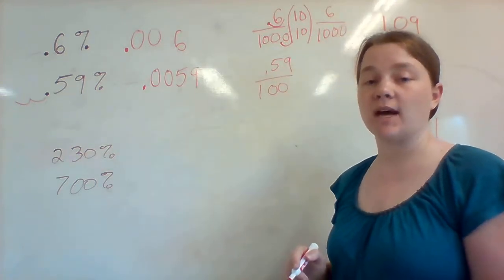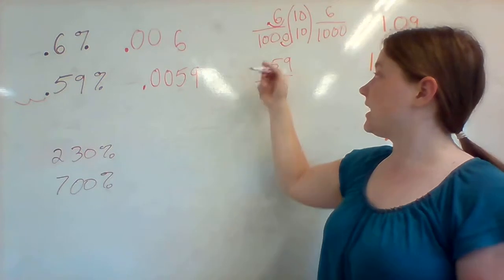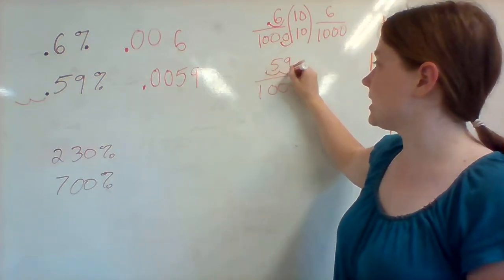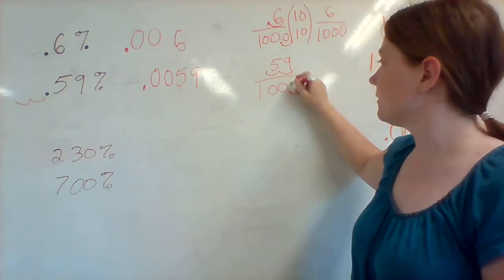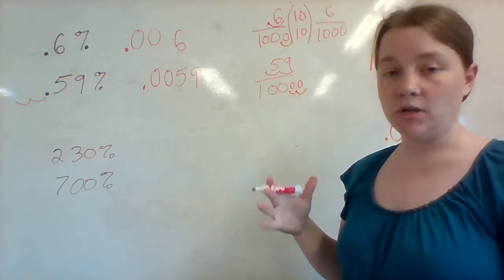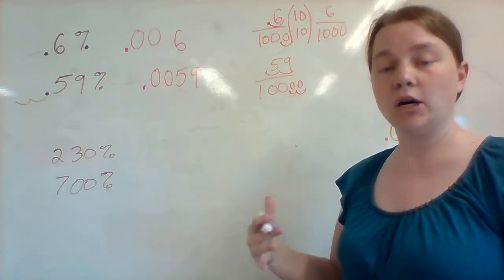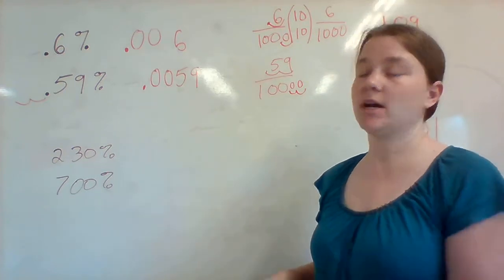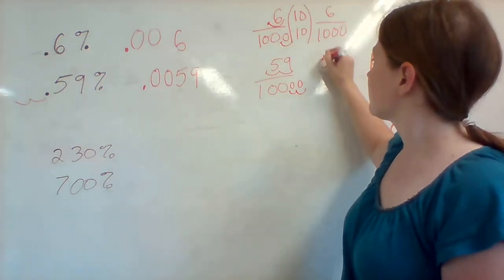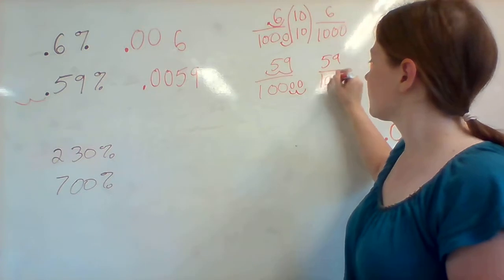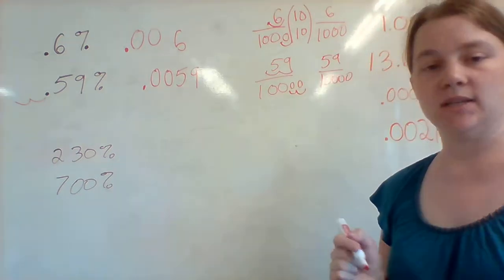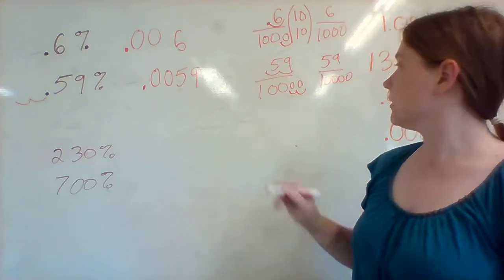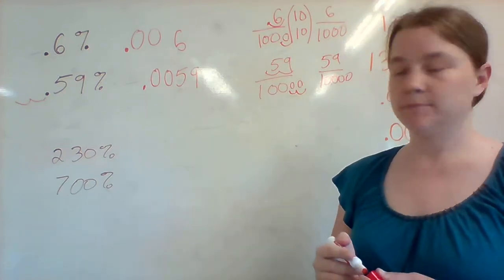When I put 0.59 over 100, we have that pesky decimal still in there, so we need to get rid of that. Because it's 59, I need to move that decimal 2 times. I also move the decimal 2 times down here. You can also think of that as multiplying by 100, because you need to move the decimal 2 times. So you can see that I have 59 over 10,000.